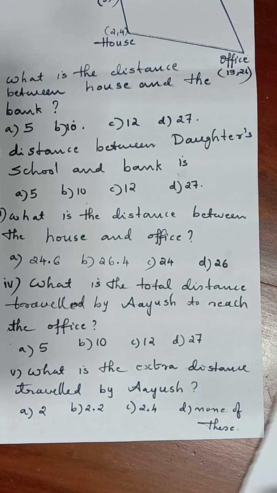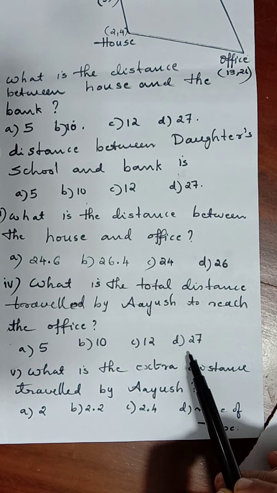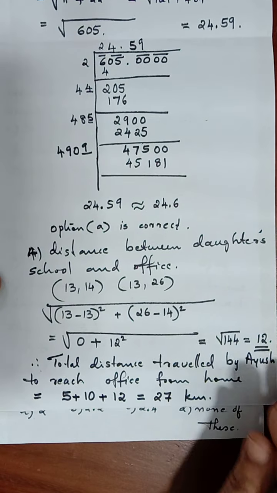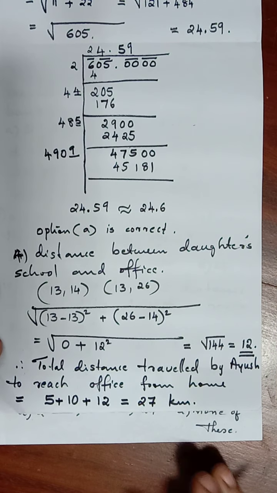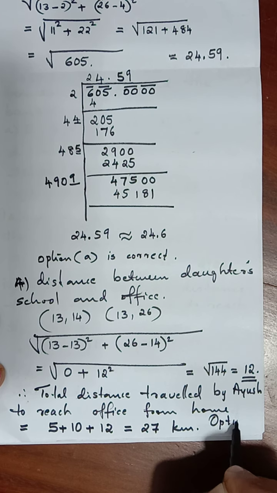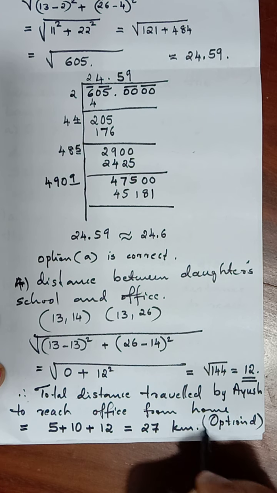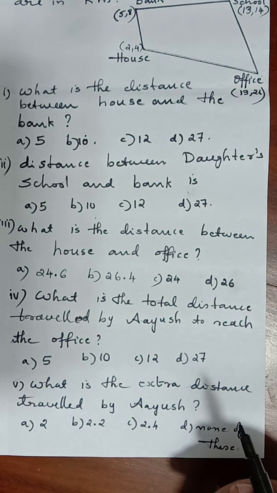Fourth question, option D is correct. Option D is 27. So that is the correct answer. So we have to write it as option D is correct. Let us see the fifth question.